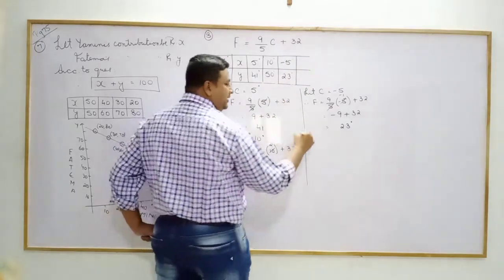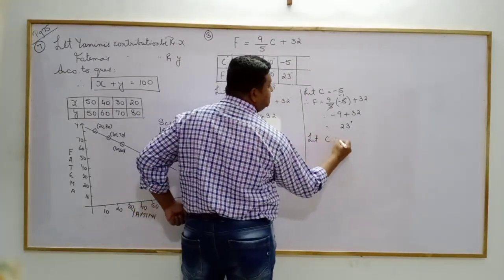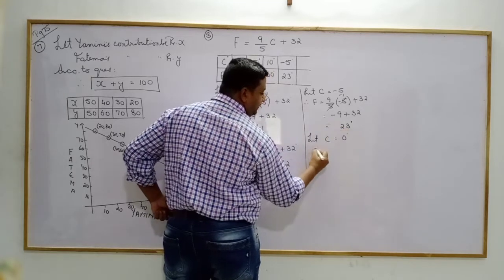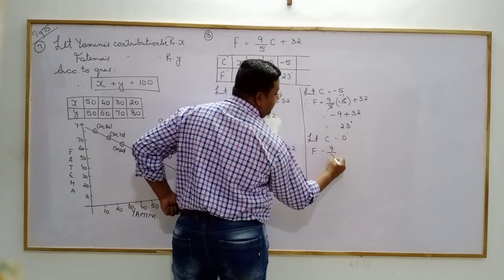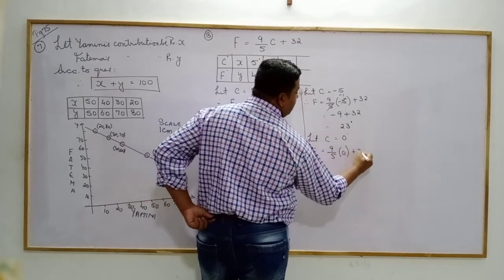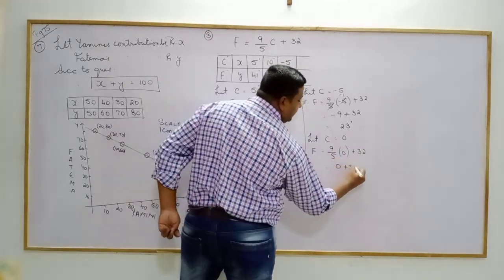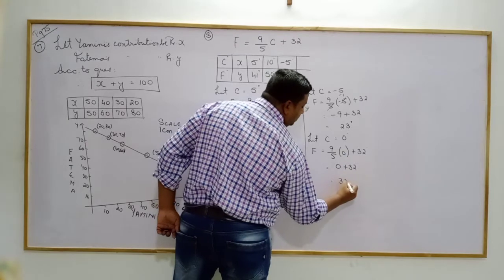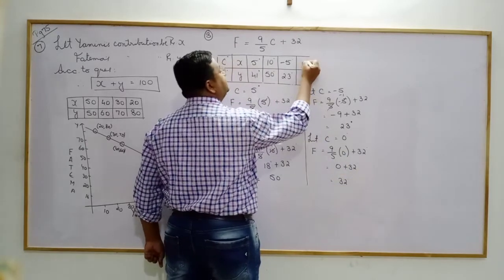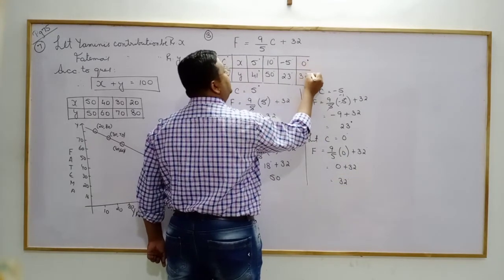Clear? Let C be equal to 0 degrees. So F is equal to 9 by 5 into 0 plus 32. So 9 by 5 into 0 is 0, plus 32, that is 32 degrees. When the degree Celsius is 0, it is how much? 32 degrees.